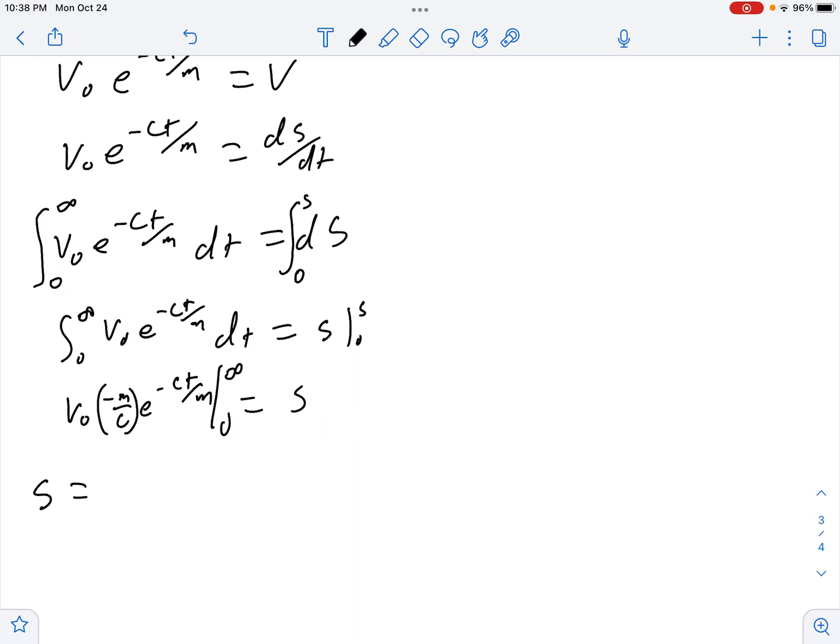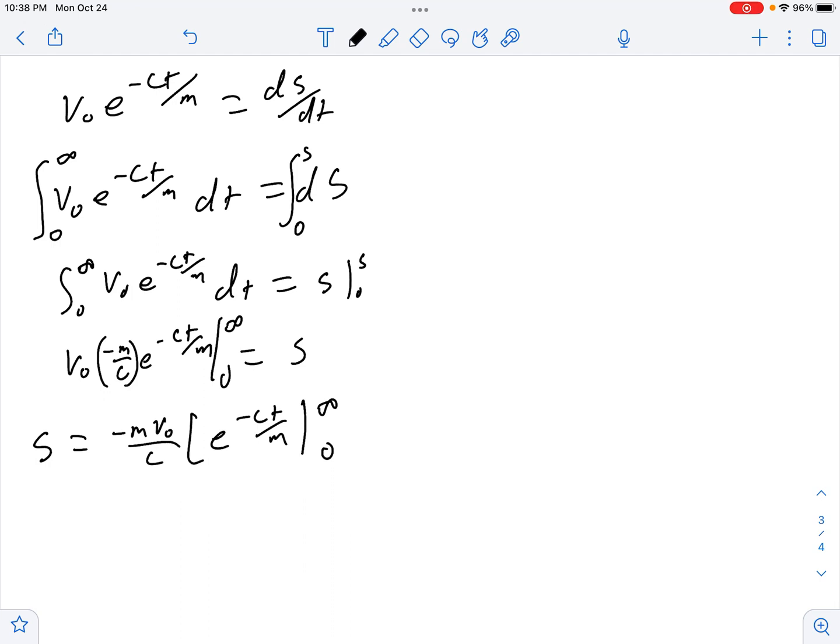Okay, and let's see, so that'd be negative m times v naught over c. All right, so that constant just times e to the negative ct over m, evaluated from 0 to infinity. Okay, so just taking my time here because this is kind of messy the first time you see it. All right, so that would be negative m v naught over c.